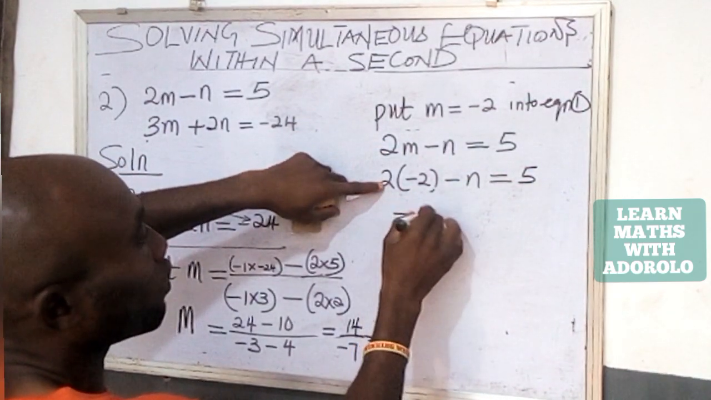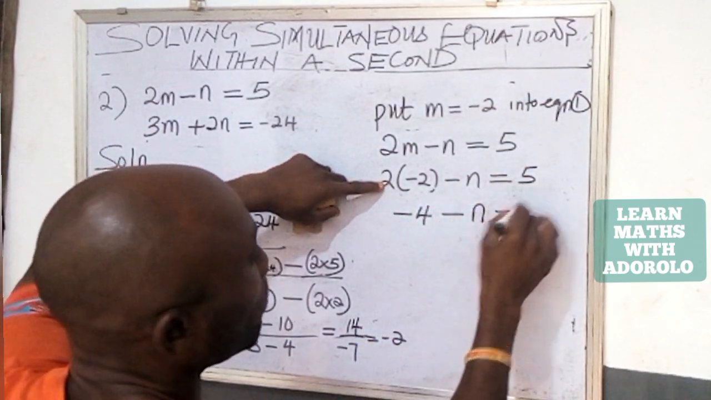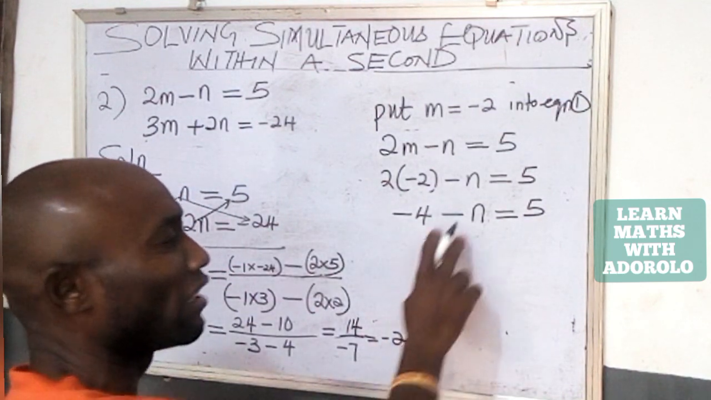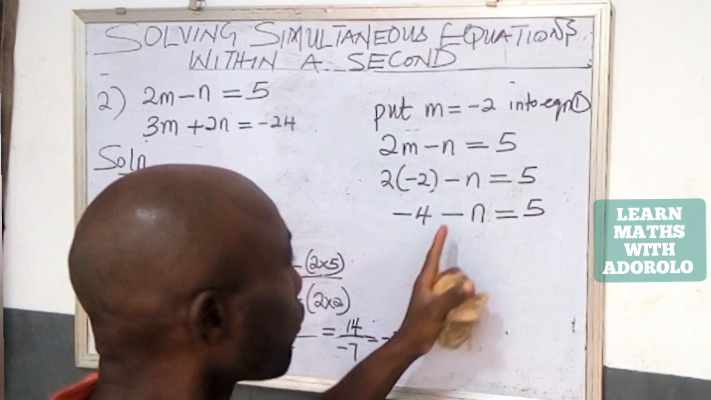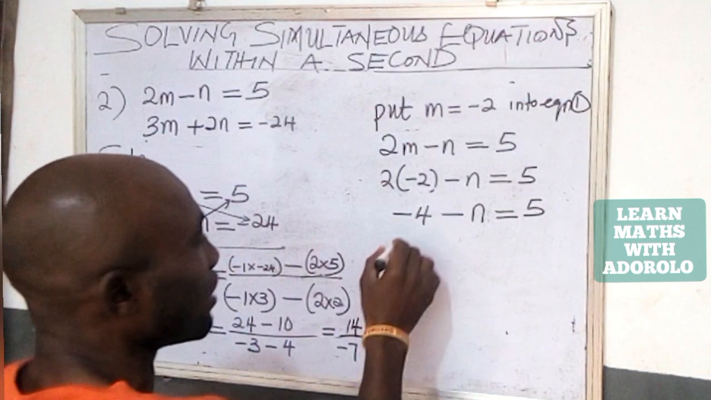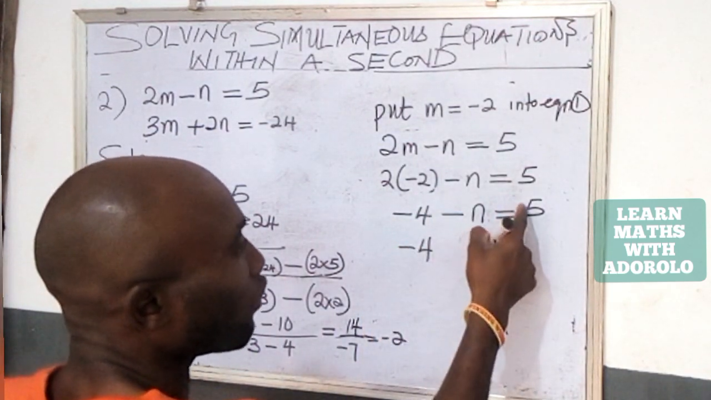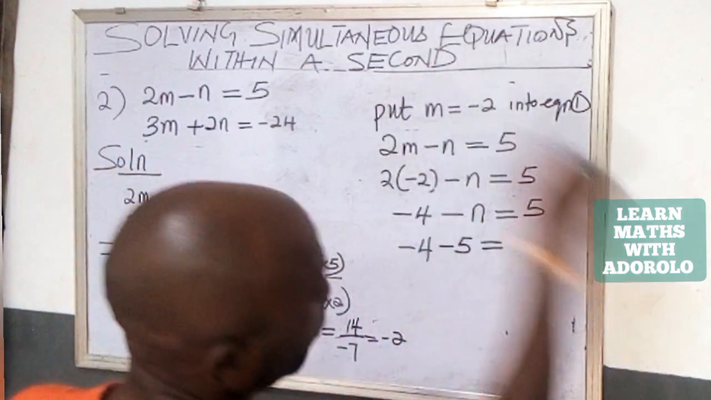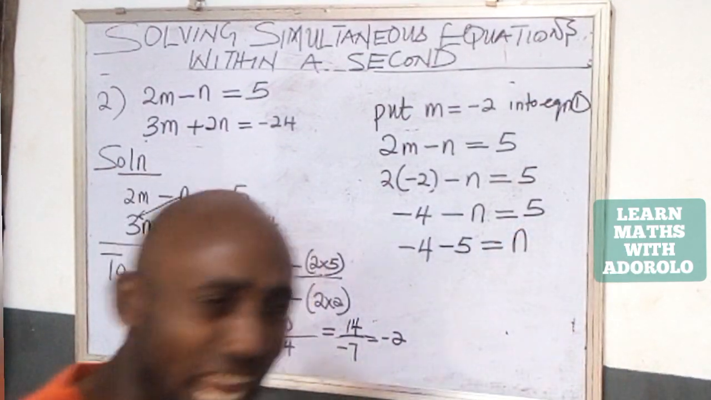This times this will give us what? Minus 4 minus n is equal to what? 5. Collecting like terms. Let's bring all the constant terms to this place and the variable which is minus what? N. When negative sign crosses equality sign, negativity changes to what? Positivity. So I have minus 4. When this plus 5 crosses to this place, it becomes minus 5 is equal to this minus n crosses to this place, becomes positive what? N.